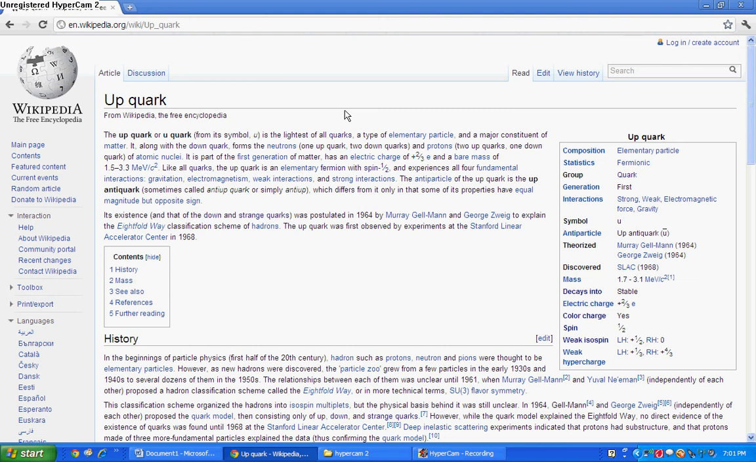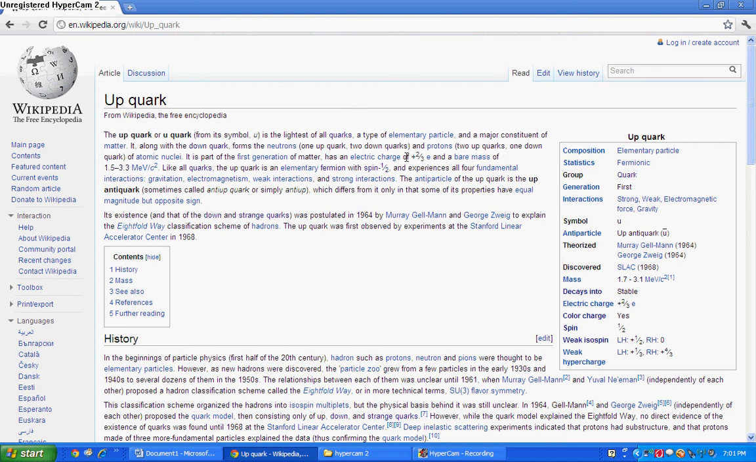Up and down are like a pair. Charm and strange are like a pair, and top and bottom are like a pair. Up and down are the only ones that you're ever going to encounter in your day-to-day life unless you live at a particle accelerator. In a proton, there are 2 up quarks and 1 down quark, and in a neutron, there are 2 down quarks and 1 up quark. So today we're going to be talking about the up quark.